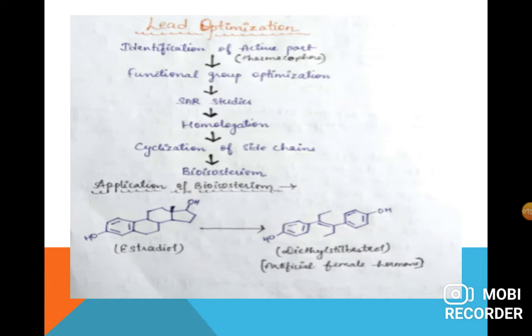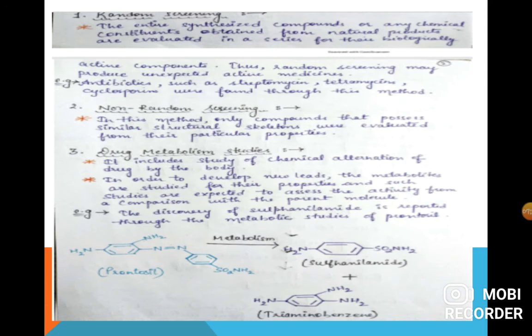Next one is clinical observation. Sometimes a drug during a clinical trial exhibits more than one pharmacological activity. So a drug produces more than one effect. The main activity is known as the therapeutic effect, and the other activity is known as a side effect. Such a drug may be used as a lead compound for structural modification or to improve the potency of the secondary activity.